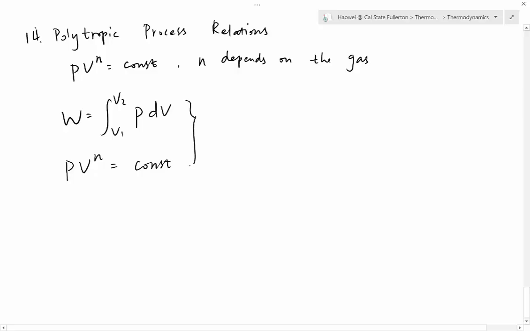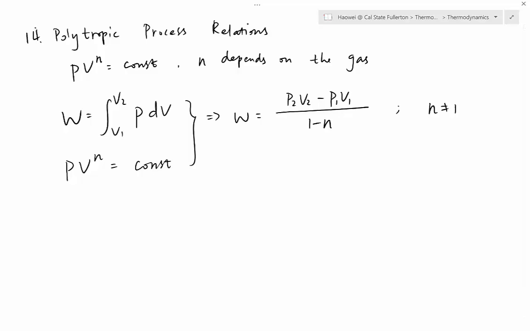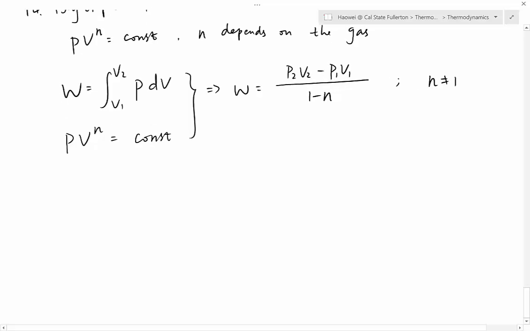And then we combined those two equations together. We solved this integral. It's W equal to, the short version is, (P2V2 minus P1V1) divided by (1 minus n). That's the equation we derived. That's the case when n is not equal to 1. Okay, so this is the equation we derived before. And today, in addition to this equation, we're going to introduce how the ideal gas equation will change what we already have.